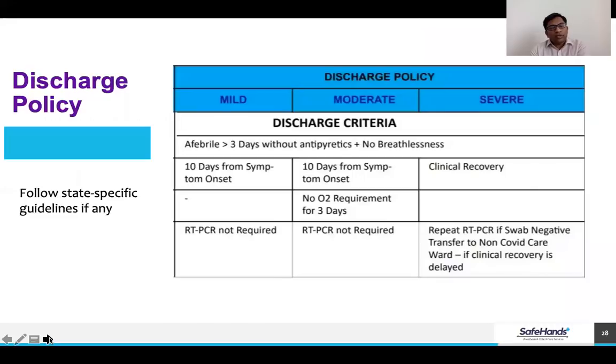Discharge policy follows state-specific guidelines, if any, for discharge from mild, moderate, and severe cases. Discharge criteria: afebrile for more than 3 days without antipyretics and patients who are non-breathless. 10 days from the symptom onset in mild and moderate cases, and 10 days from the symptom onset in severe cases after clinical recovery. In moderate cases, for patients who have not been on oxygen for the last 3 days, RT-PCR need not be repeated.